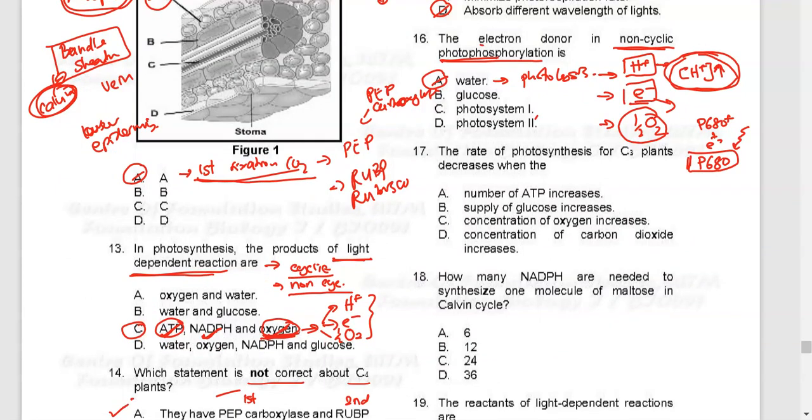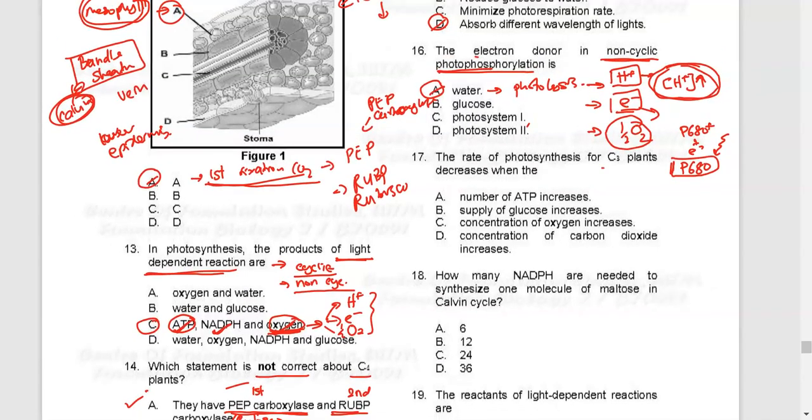Question 17. The rate of photosynthesis for C3 plants decreases when the concentration of oxygen increases. C3 plants require only one type of enzyme to fix carbon dioxide during the Calvin cycle. This enzyme is Rubisco, also known as RUBP carboxylase.